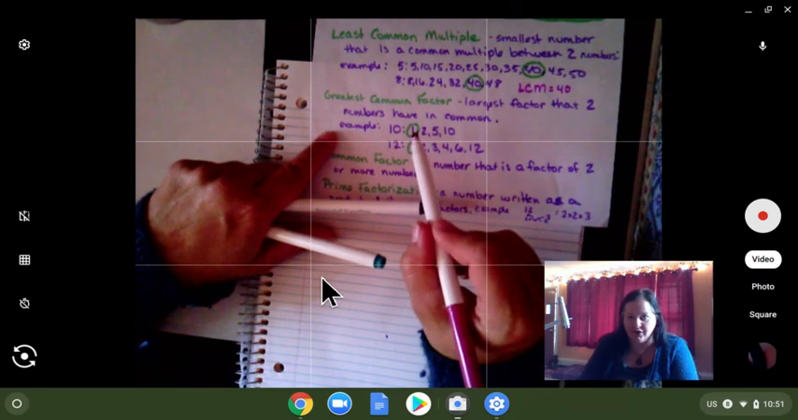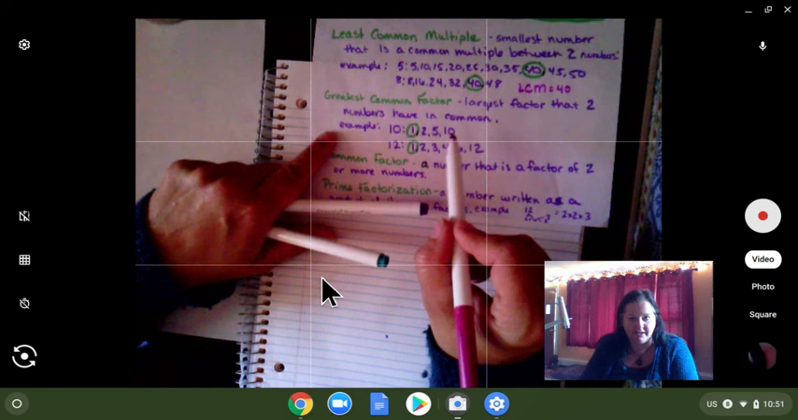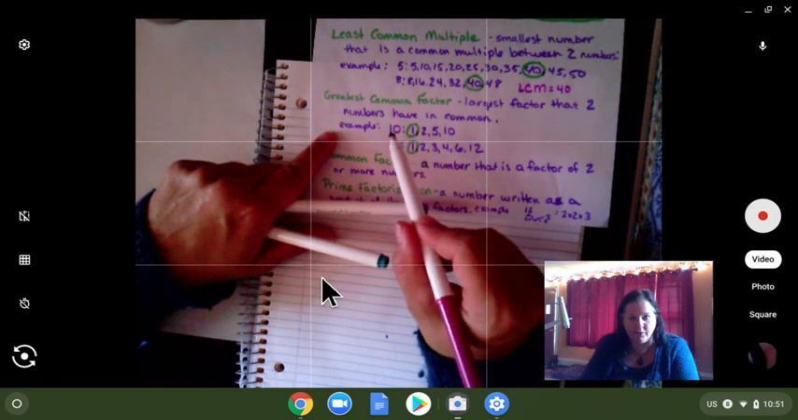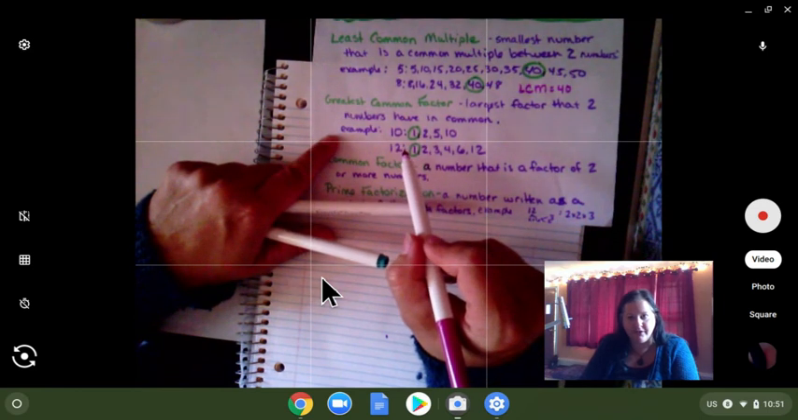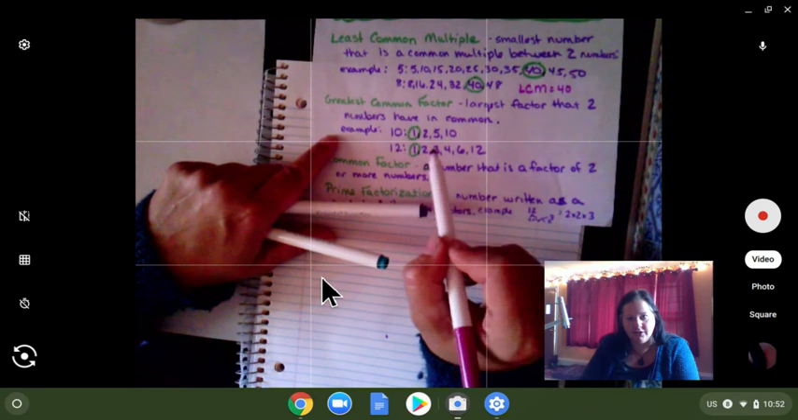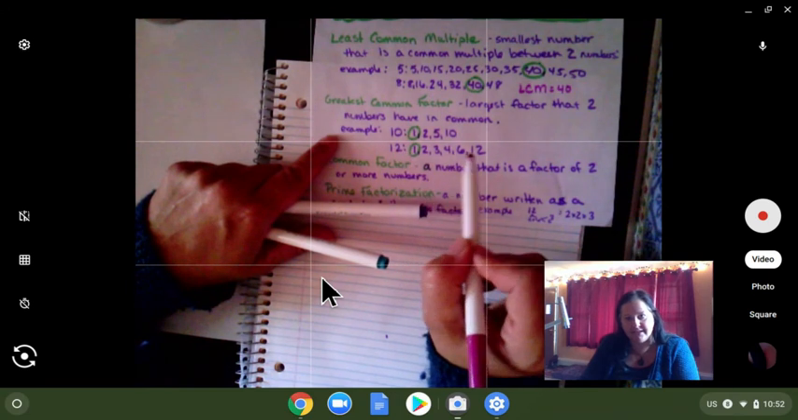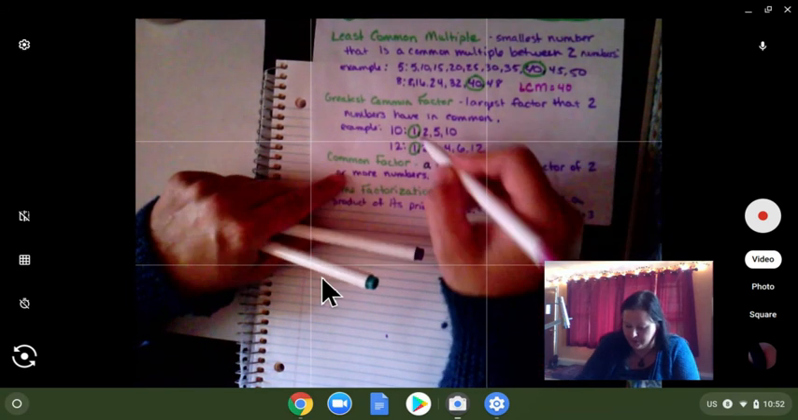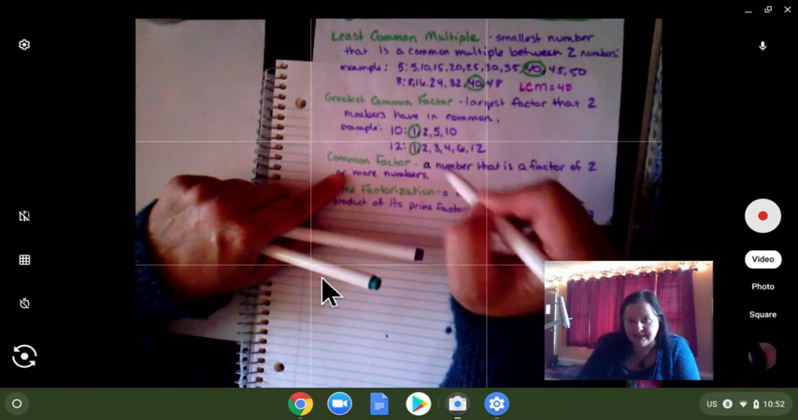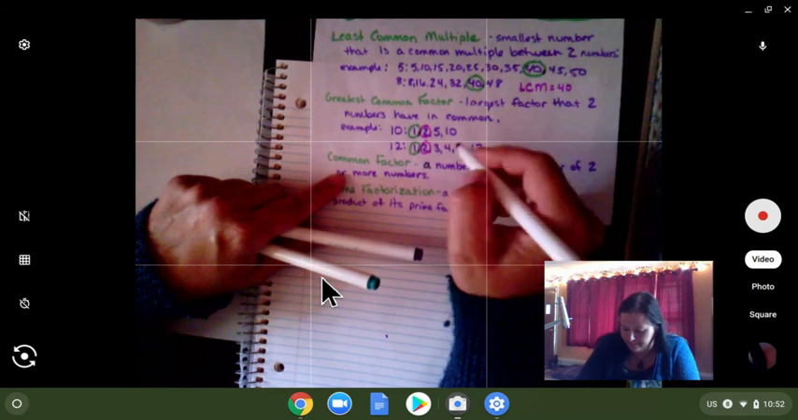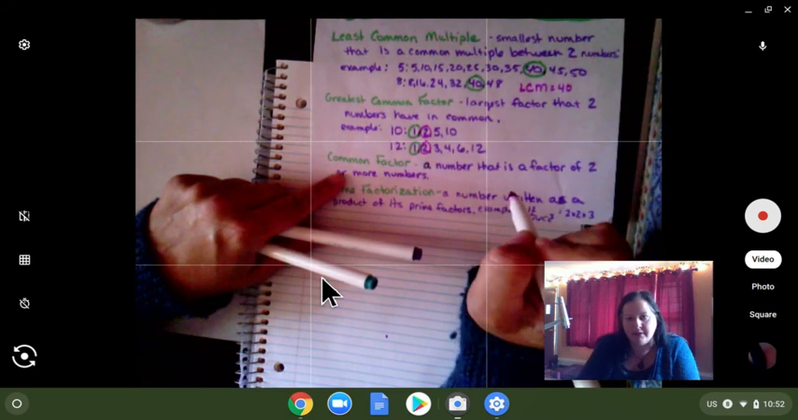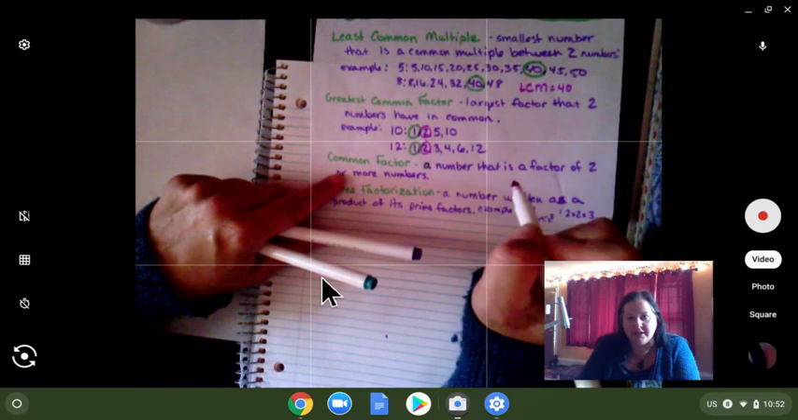So remember, you're thinking of all the numbers that fit in evenly to the number 10. Here 1 fits, 2 fits, 5 fits, and 10 fits. Then we do the same thing for the 12. 1 fits, 2 fits, 3 fits, 4 fits, 6 fits, and 12 fits. And I don't know why 1 is circled here. So 1 is common, 2 is also common, and I don't see any other numbers on that list that are common factors. So we have a 1 and a 2 as our common factors.